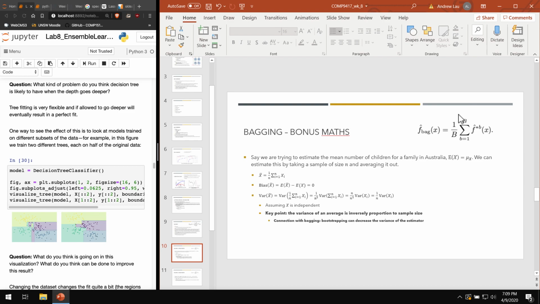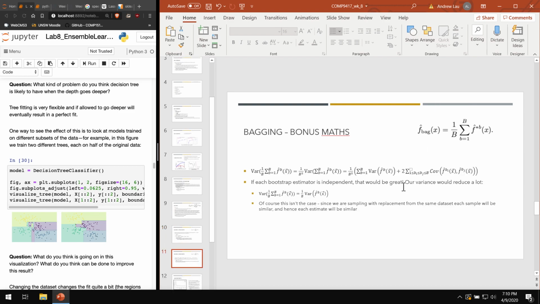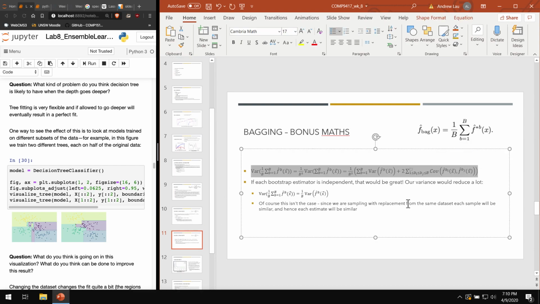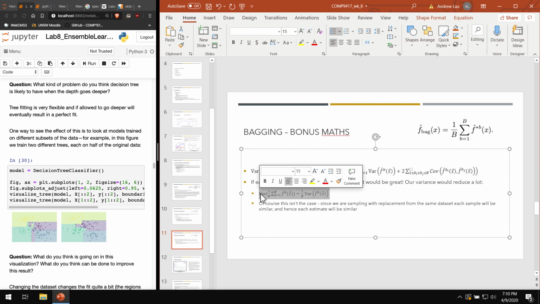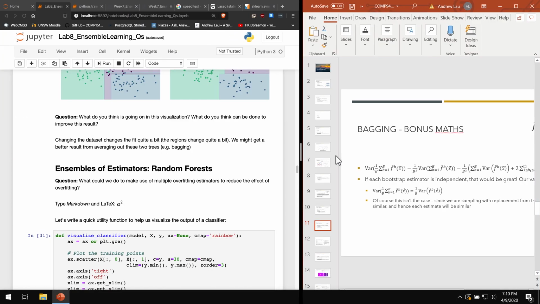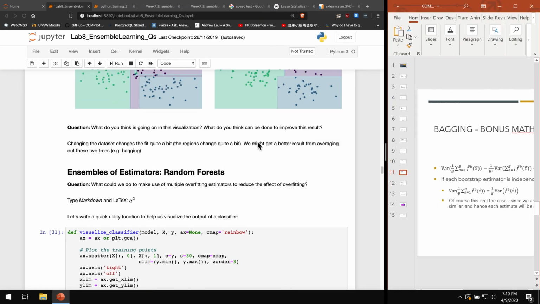You can read this in your own time, but it's just a bit of stats about how this all works. Same with this. If you're so inclined, this is not really a proof, but it shows how and why bagging works, and why it decreases the variance. If you're curious, you can look at this in your own time. But here's a practical example of bagging in action.